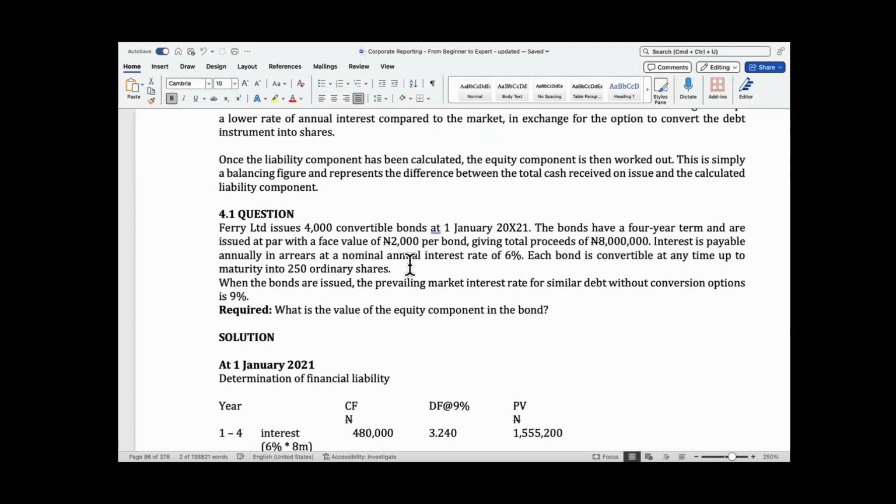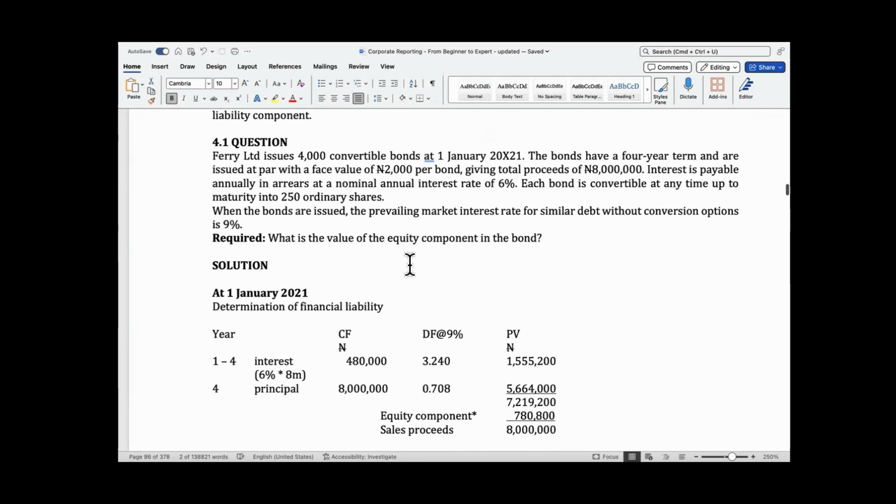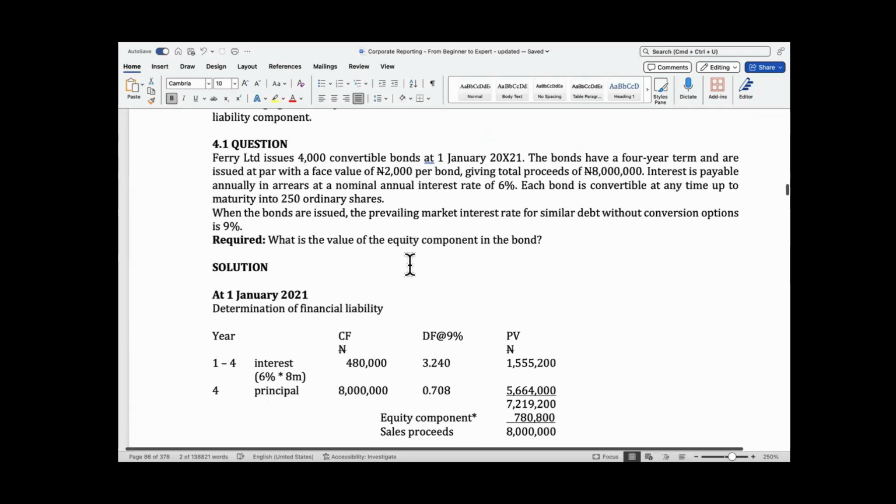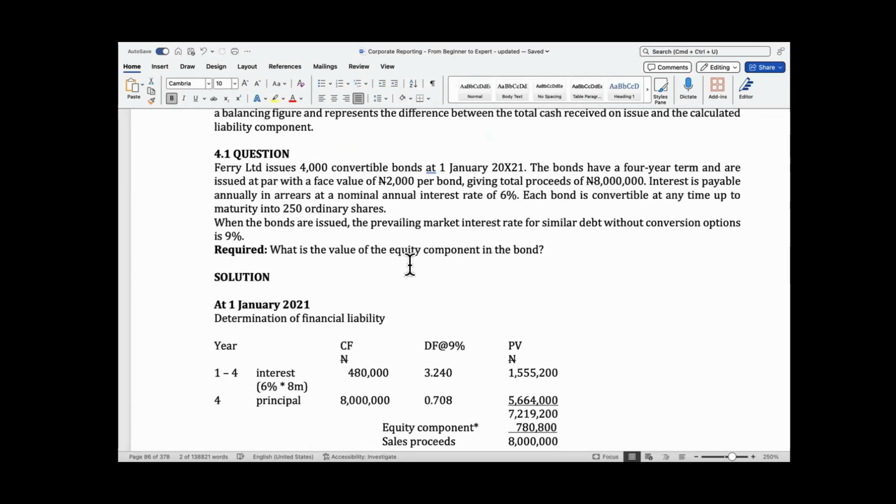Let's use a question to see how this works. It says we have Ferry Limited, which issues 4,000 convertible bonds on 1st January 2021. The bonds have a 4-year term and are issued at par with a face value of 2,000 naira per bond, giving total proceeds of 8 million.